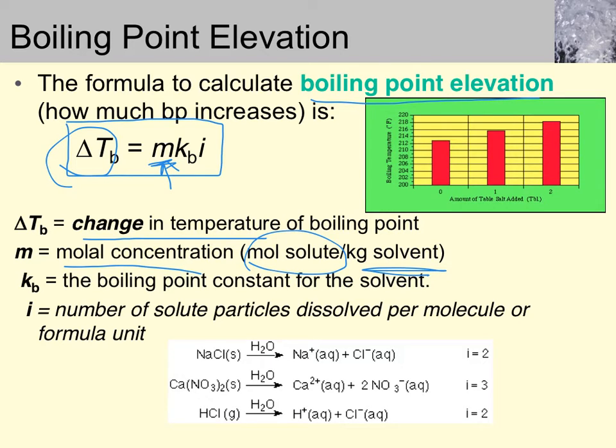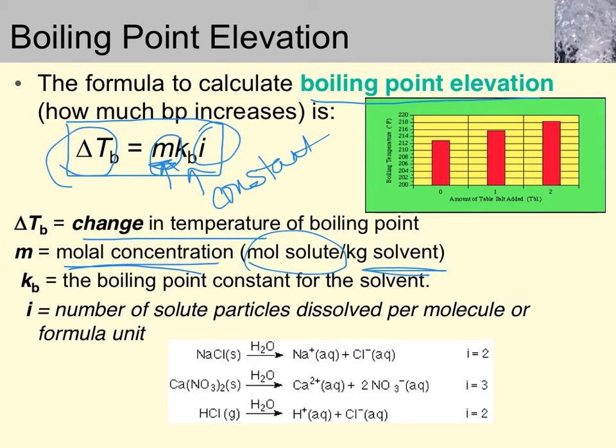They do use molality in these colligative property measurements, boiling point elevation and freezing point depression, because since they're varying temperature, they don't want their value for concentration to vary also. Molal does not change with temperature, so that's a good one to use. K is a constant that will be given to you. It's called the boiling point constant.